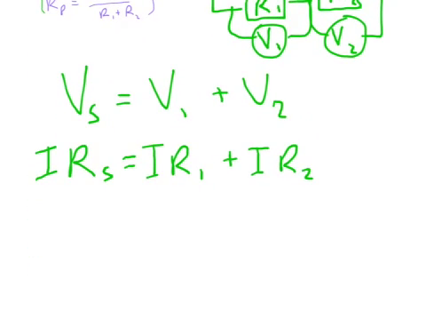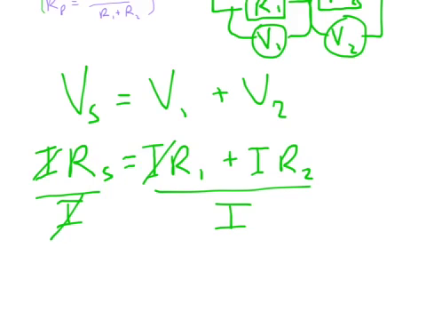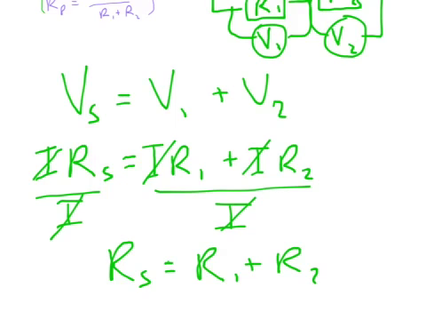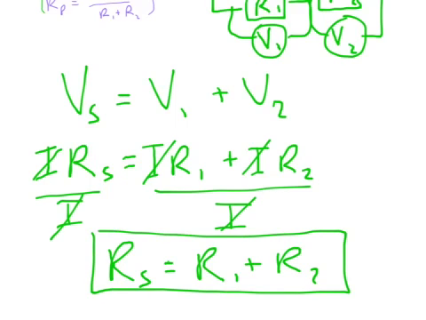We can divide both sides of that equation by I, and we've got an expression which looks remarkably like our first formula. Series resistance is R1 plus R2. Okay, so that's nice, that's easy. Parallel gets a little bit trickier, so let's move on to parallel.